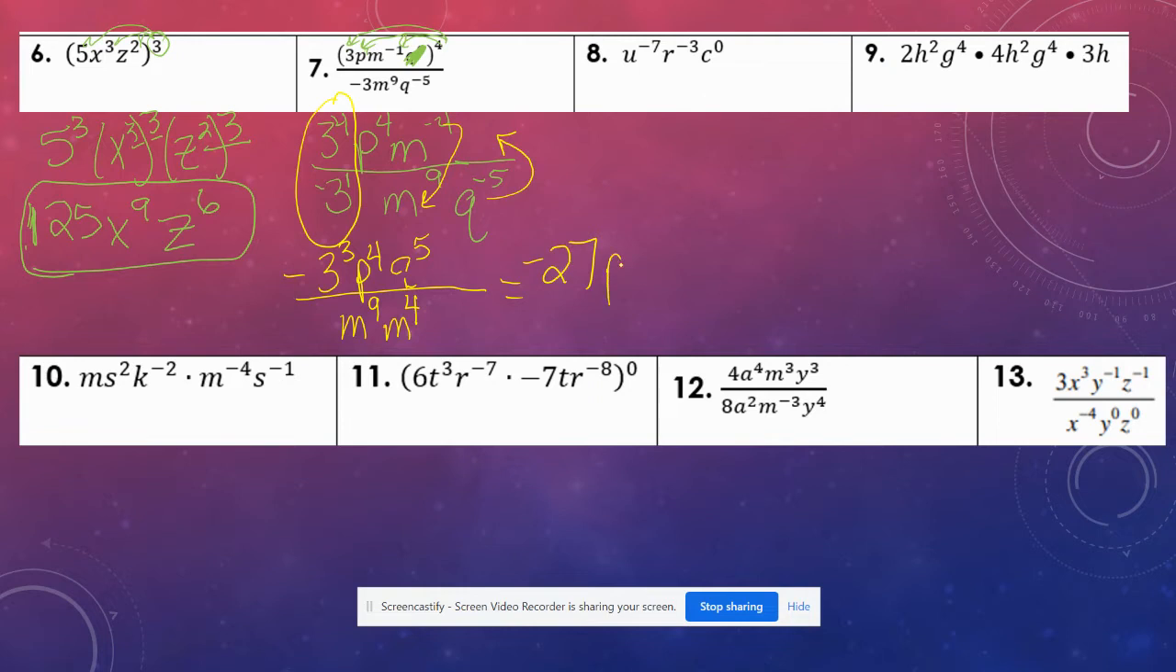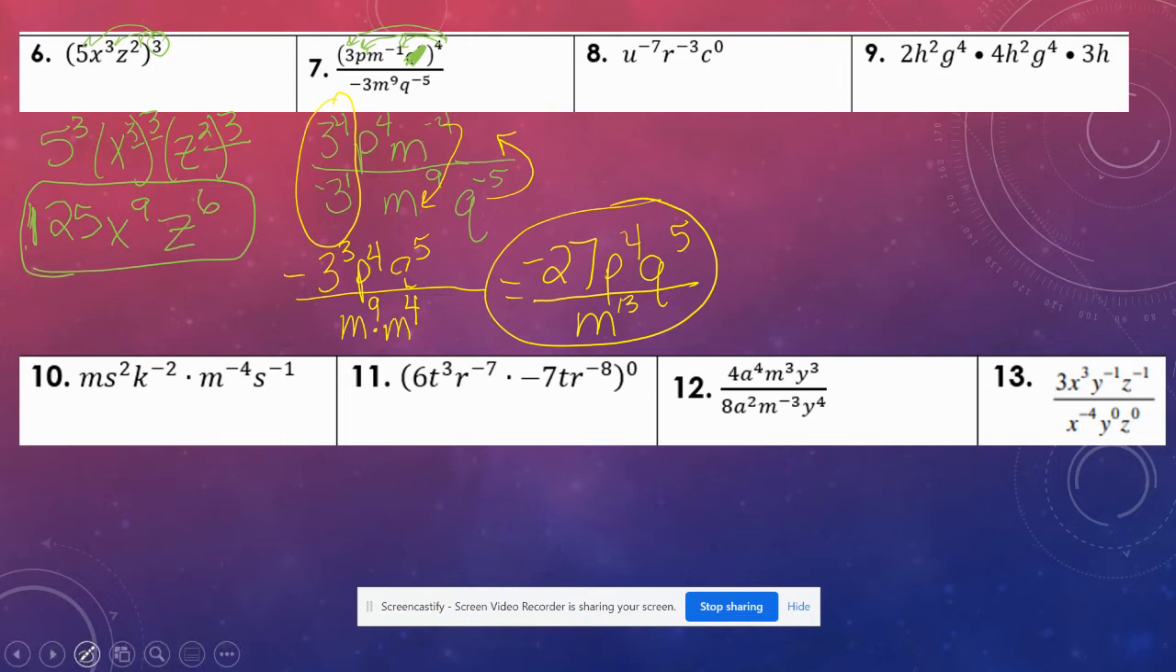P to the fourth, we have nothing to combine that with. Q to the fifth, we have nothing to combine that with. And on the bottom, this is multiplication. When we're multiplying like bases, we add the exponents. So 9 plus 4 is 13. And that would be our final answer.